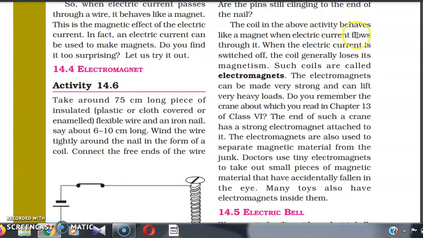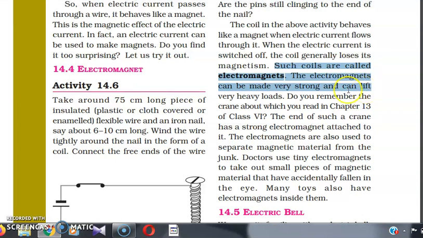The coil in the above activity behaves like a magnet when electric current flows through it. When the electric current is switched off, the coil generally loses its magnetism. Such coils are called electromagnets. The electromagnet can be very strong and can lift heavy loads. But yes, it is temporary magnetism.